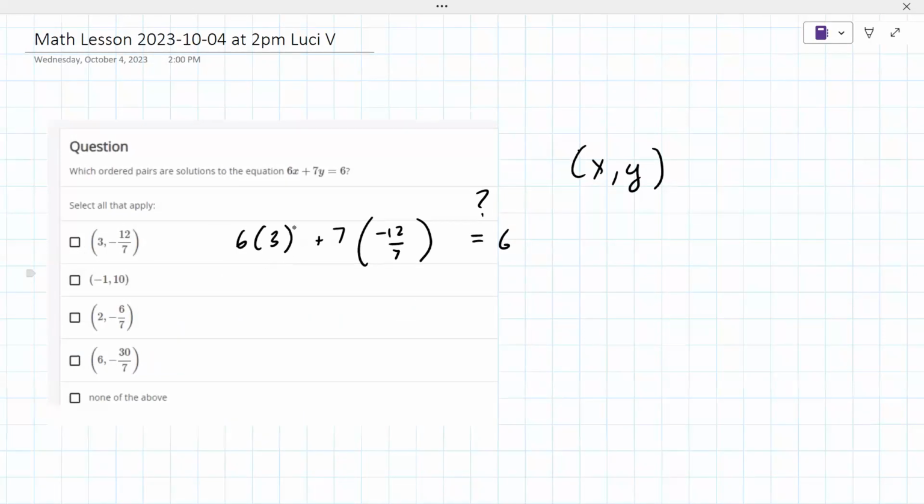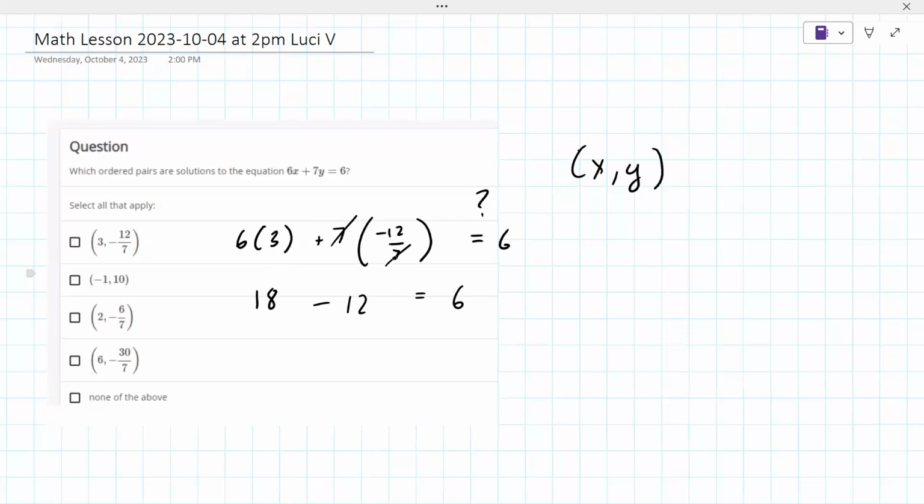So can you tell me what 6 times 3 is? 18. Now, whenever the number out in front is the same as the number on the bottom, they cancel. So it's 18 minus 12. Does that equal 6? Is that true or not? And if you're allowed to use a calculator, please use one. If you're not allowed on the test, then we don't want you to do that. But yes, 18 minus 12 is 6.